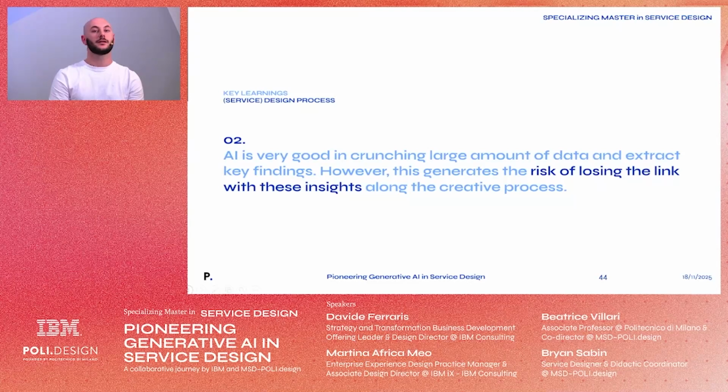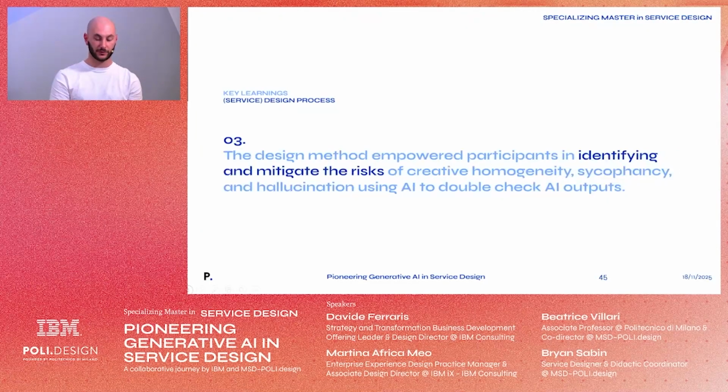The second one is that AI, generative AI, but AI in general, is very good at crunching large amounts of data and extracting insights or key findings. However, this generates the risk of losing the link with these insights. What do we mean? We mean that in spotting these big dots, so the insights and the key learnings, AI is super good and can process non-human amounts of data. But when it comes to linking those dots, those points, there is the human intervention, and we give value to the fact that, as Davide shared with you before, designers who use AI well will take the place of those who don't, in connecting these links.